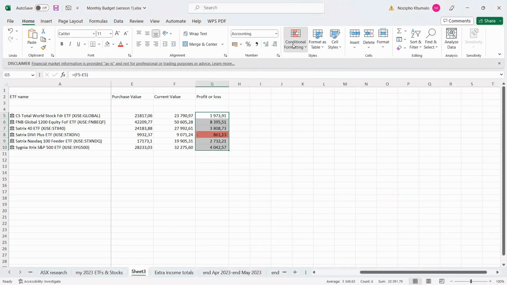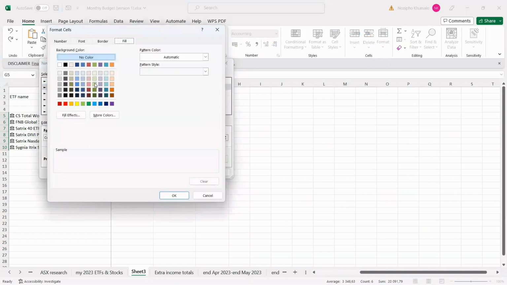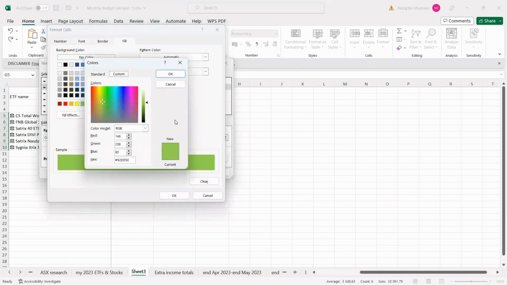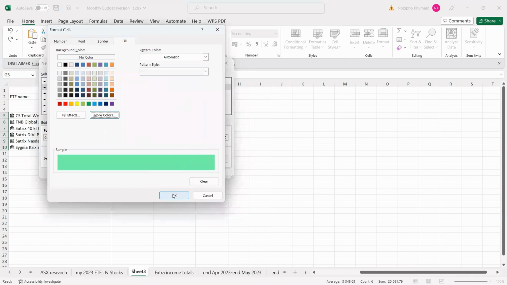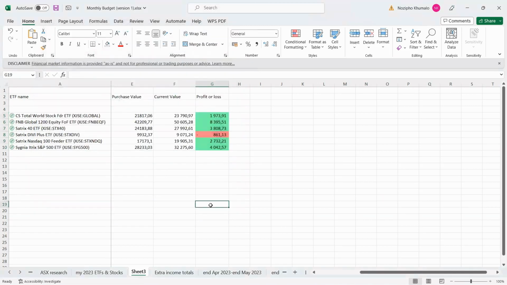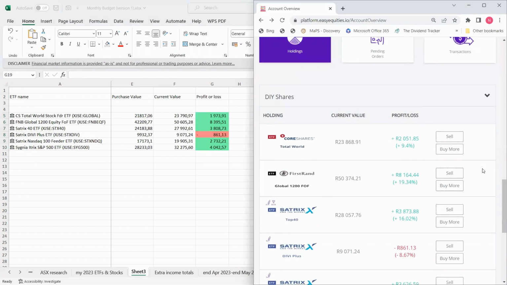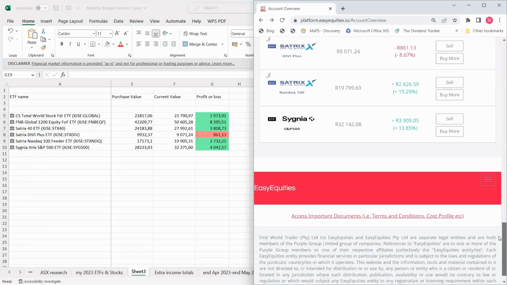Then let's do more conditional formatting, new rule, and format only cells that contain cell value greater than 0. Let's format that to green. Okay, and I'm going to make the green lighter shade, not so dark. Okay, there we go. And wherever it sees a number that's greater than 0, it'll make it green. So that means those are in profit. And as you can see on my EasyEquities, all my ETFs that are in a profit are green as well.